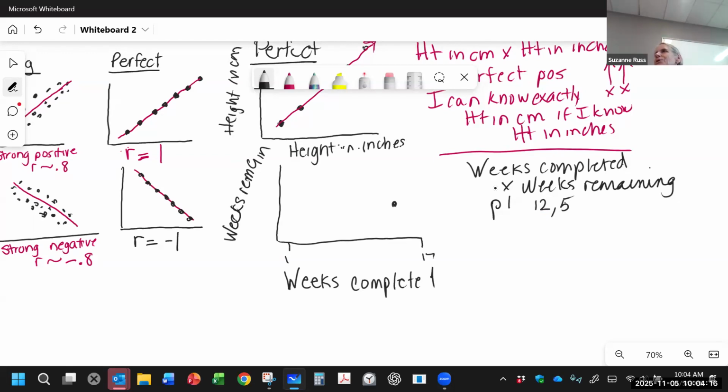Let's say we can all complete the semester at our own pace for whatever reason, and someone else has completed 10 weeks. How many weeks would they have remaining, if it's a 17-week semester? They'd have 7 weeks remaining. I know I'm not drawing the line very well. If someone's completed 1 week, how many weeks do they have remaining?